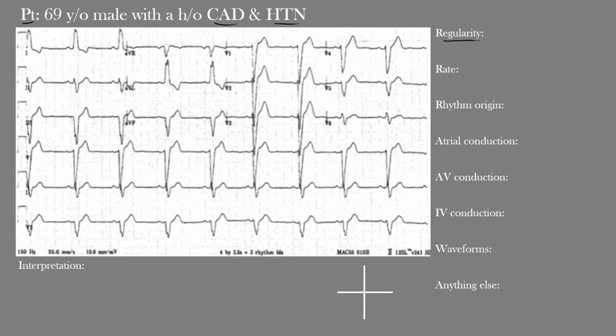Then we have the atrial, AV, or atrioventricular, and then intraventricular, or IV conduction. There we want to look, is the conduction normal? Is it slow or not? Then we have the waveforms, and this would include all the waves, the segments, and intervals. We'll go through each one. And lastly, anything else, meaning is there anything else that we've missed or still need to mention? After that, we'll use all this information we gathered and make a final interpretation of the EKG.